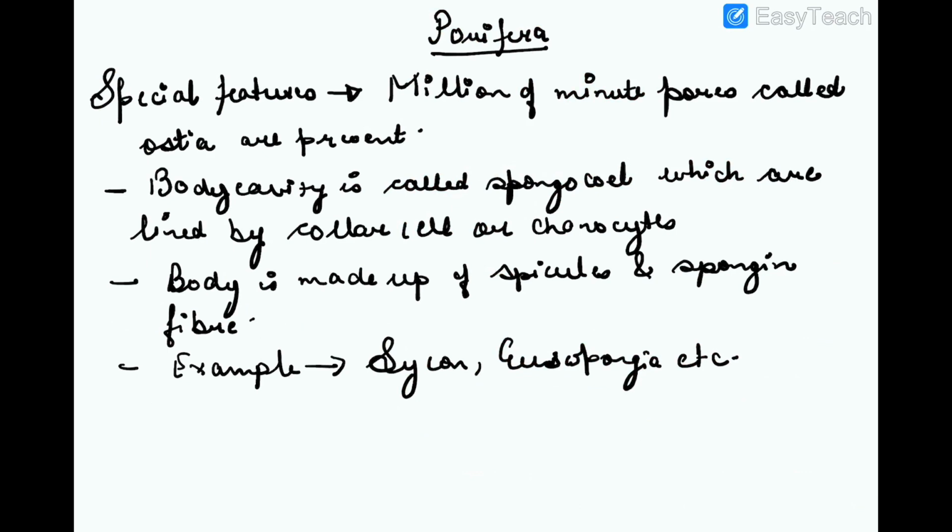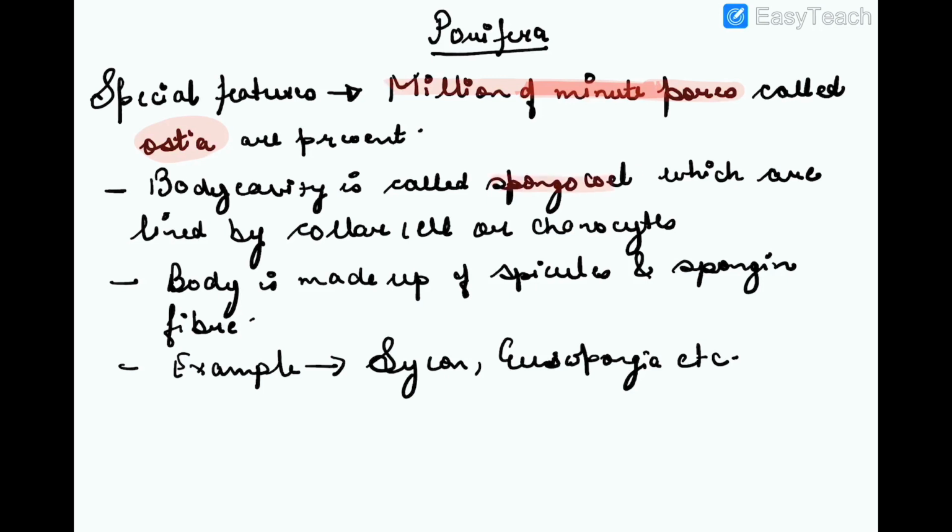Now let us see unique features of phylum Porifera. In Porifera, there are millions of minute pores, and these minute pores are known as ostia.